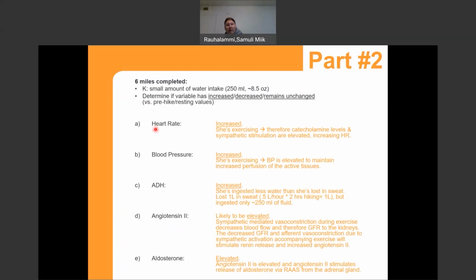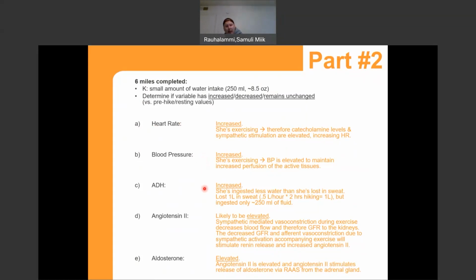For the heart rate, we're expecting that to be increased since Carla is exercising. So that brings up the heart rate. Same goes with the blood pressure. The blood pressure is going to be elevated to maintain the required perfusion of those tissues that are working actively.